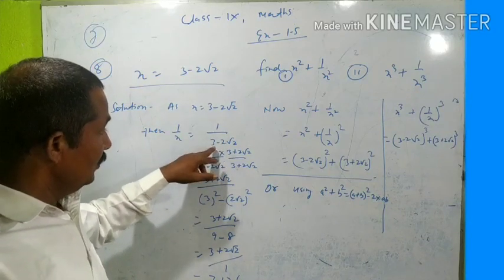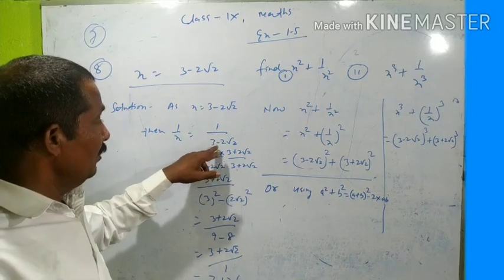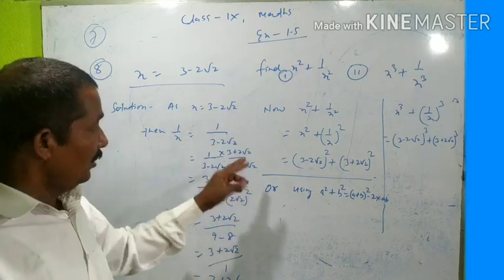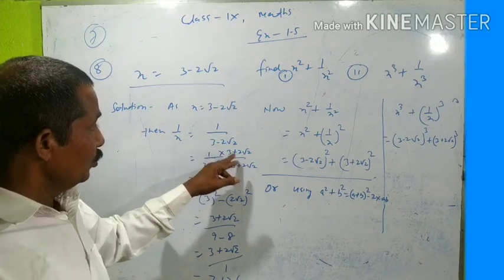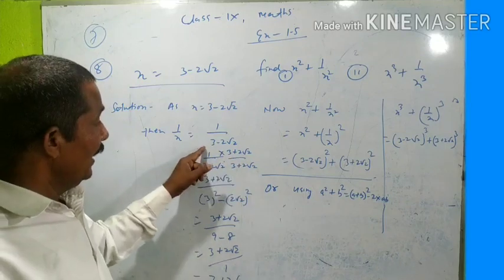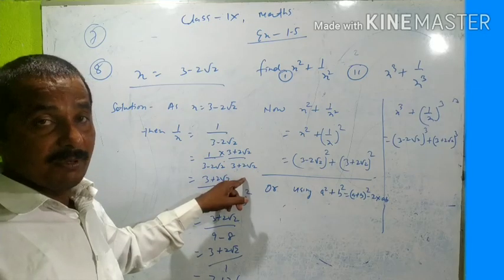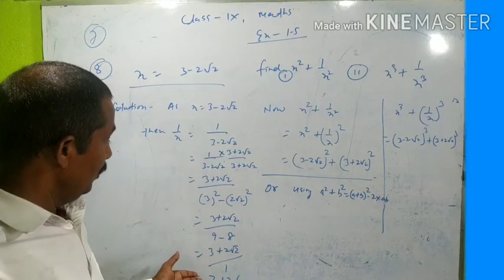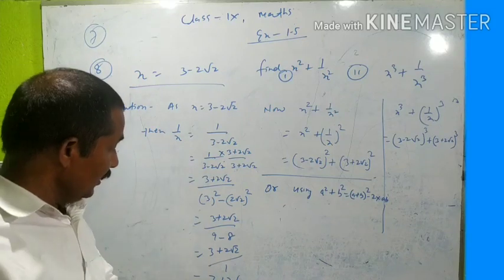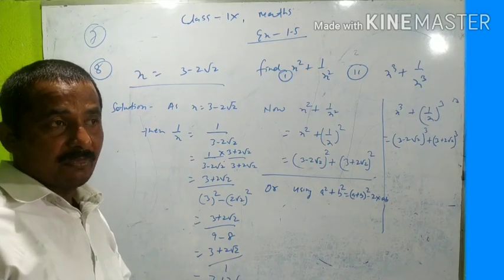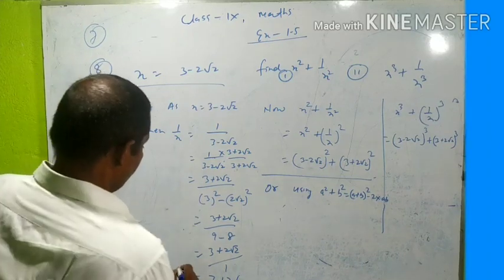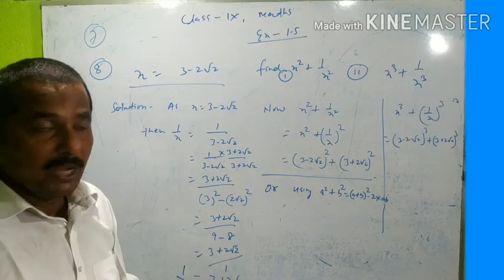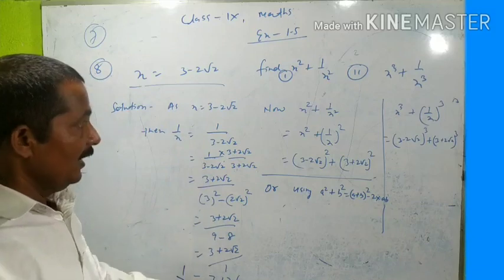Here in this number the denominator is 3 minus 2 root 2, and you will rationalize the denominator of this number. I have rationalized here; here is minus, so I have multiplied numerator and denominator both by the same number with a plus sign. I have solved the whole thing now, and the result is 3 plus 2 root 2. 3 plus 2 root 2 is the value of 1 by x. 1 by x is equal to this. Now you have x and 1 by x.